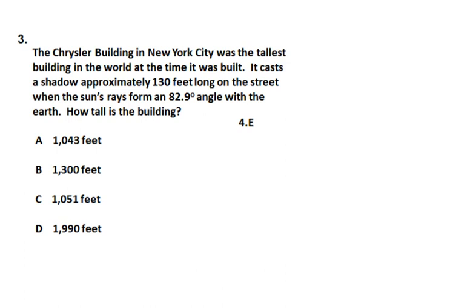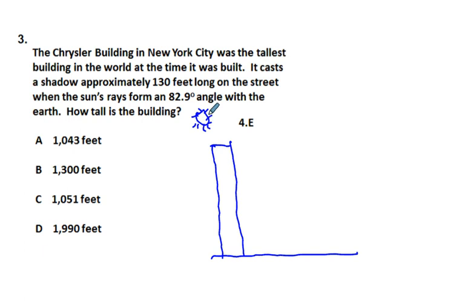The Chrysler Building in New York City was the tallest building in the world at the time it was built. It casts a shadow approximately 130 feet long on the street with sun rays that form a 82.9 degree angle. So what we have is this. We got our Chrysler Building right here. We got our sun's ray coming up here. Here's our sun. And then we have an angle coming down here, hits the edge of the building, goes on down, straight to the earth. So there's the shadow right here.